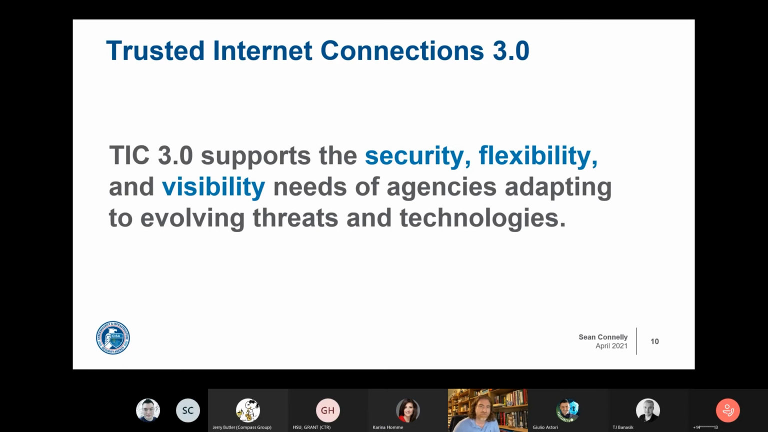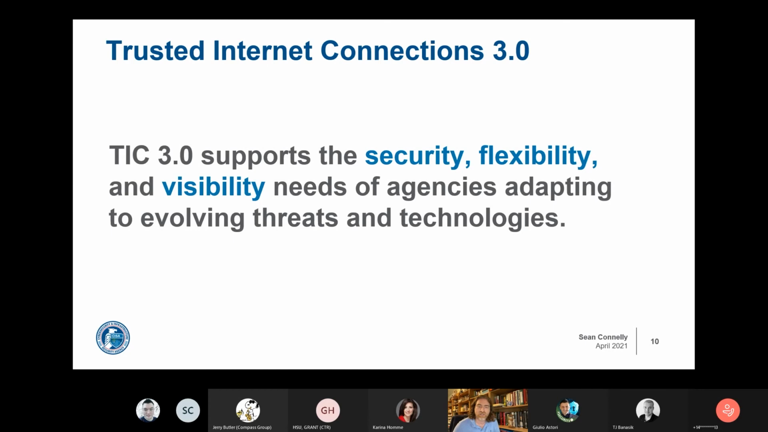In September of 2019, OMB, through the White House, released Memo 19-26, updating the TIC initiative. In July of 2020, CISA, in collaboration with a number of partners and stakeholders, released a number of TIC 3 guidance documents that we'll speak about in a moment. But those guidance documents have three themes in them.